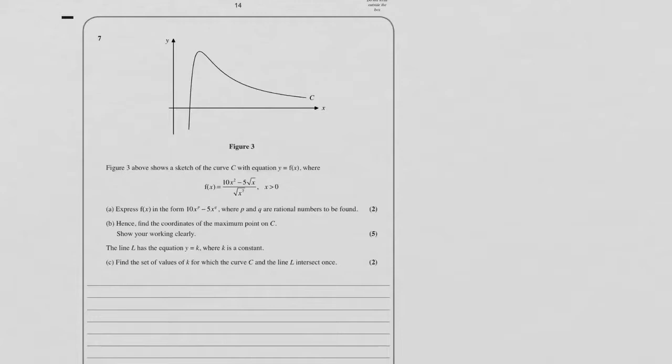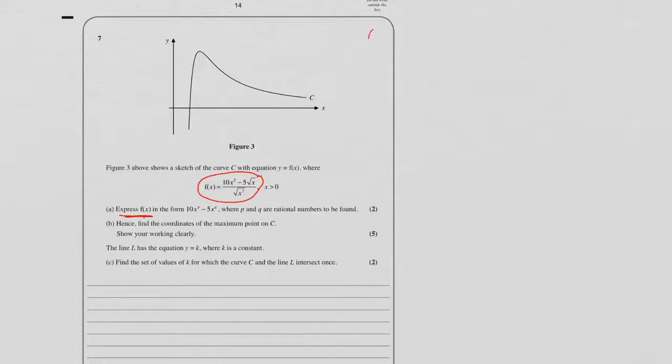Okay, question 7. A little bit unpleasant. You know, they've not been kind there, have they? And if we look at A, they are trying to help us here. They're trying to help us with part B by getting us to write part A in the right form. So they are leading us into part B here, which is quite nice.